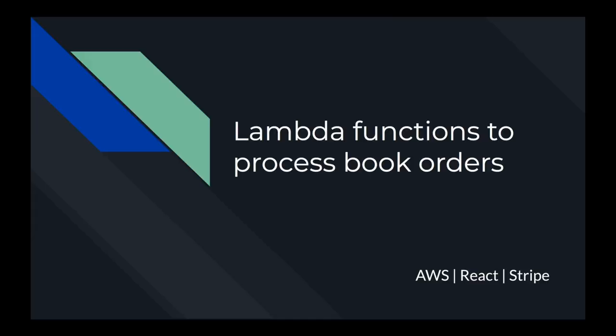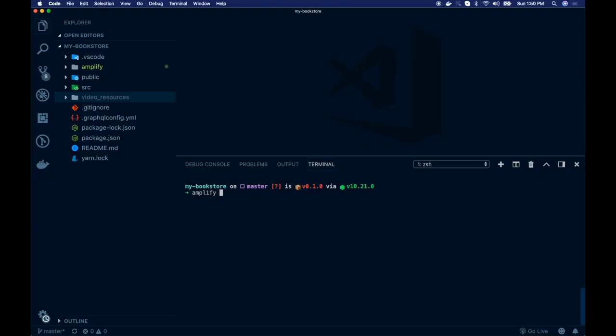Next, let's add two Lambda functions to process a book order. Now, when a user adds the required books to the cart and then press checkout, we have to do two things. Number one, we will charge the user using Stripe. And number two, we will create the order and then we will link the order with the books that he requested. To handle these two activities, we'll use pipeline resolvers in AppSync. More on that later. Type Amplify add function.